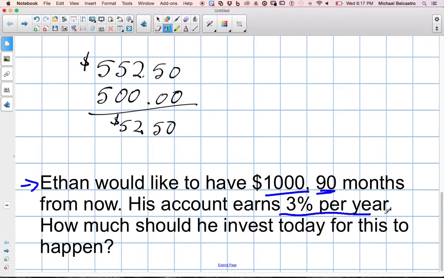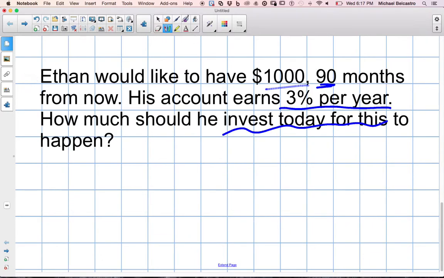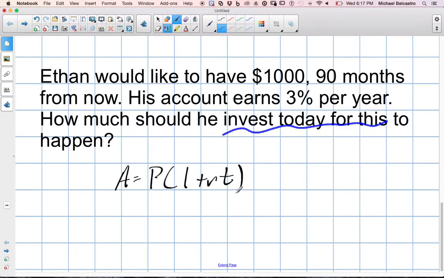He's still earning 3% per year, but they want to know how much he should invest today. So when we're looking at that formula we had before, A = P(1 + rt). Okay, what they've given you here is the future amount. So they've told you they want to have $1,000 down the road. That's our A value, that $1,000.